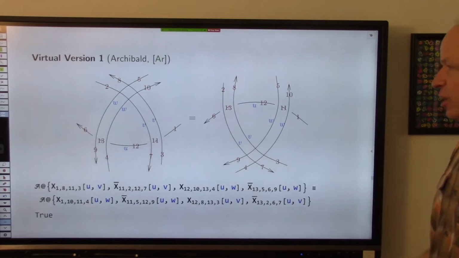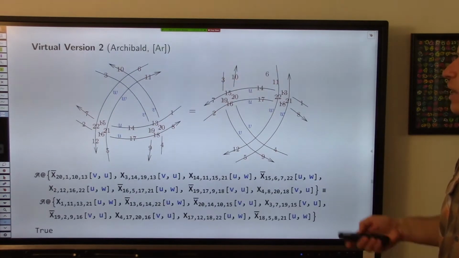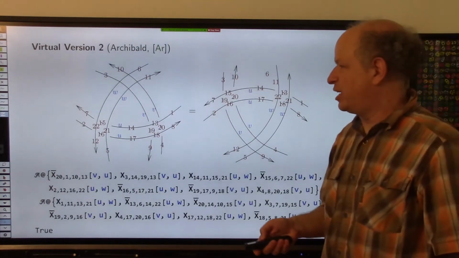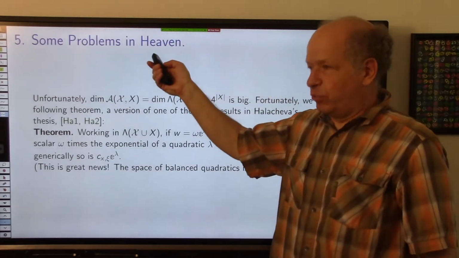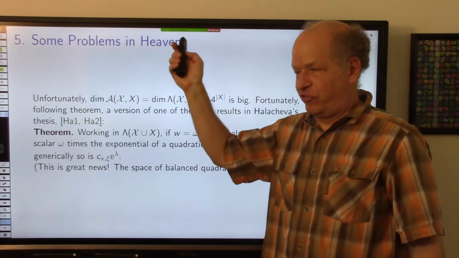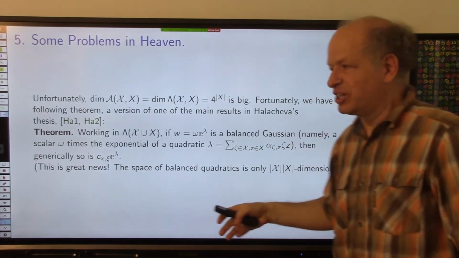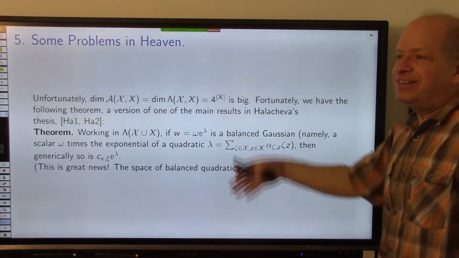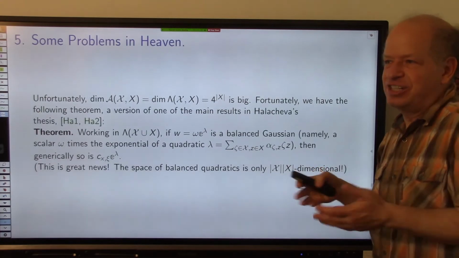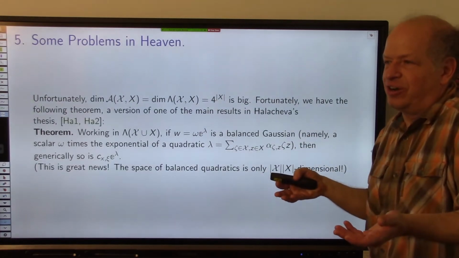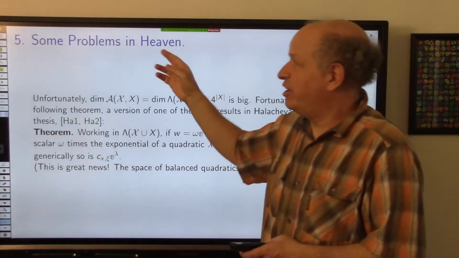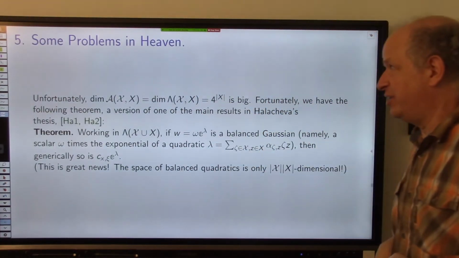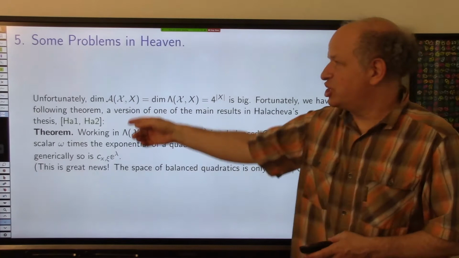Then there are virtual versions, virtual version 1, second virtual version, both by Jana Archibald, both hold. And we found that we have a heaven for proving Skein relations. You know, I've just proven to you 18 or so Skein relations in no effort at all. I just punch them in and check, okay? So we have a heaven, but there is some problem in heaven. And the problem is this dimension problem.